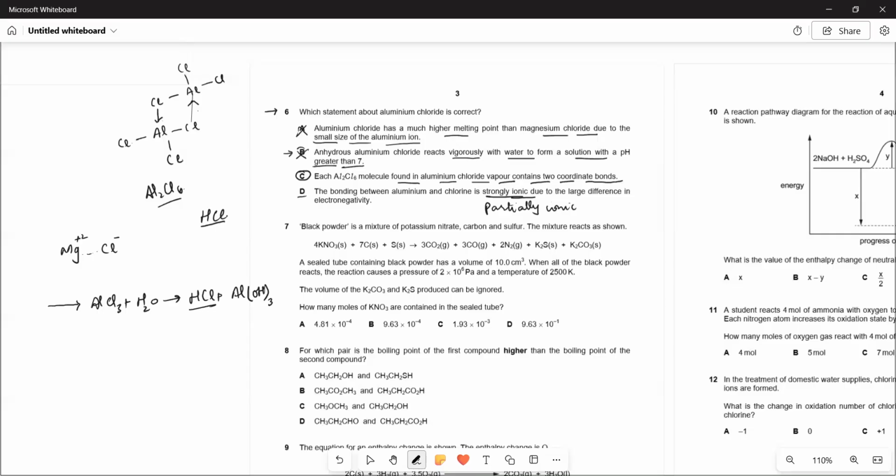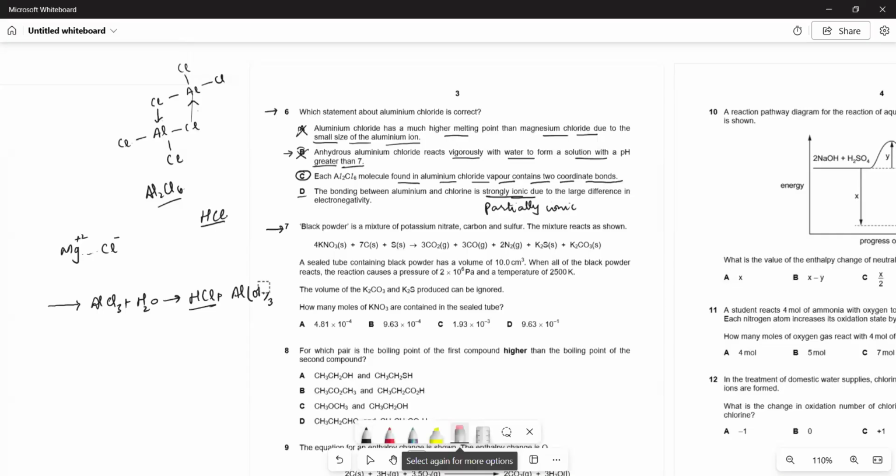Okay, now next question number 7, that is again with the calculation part. Now in this, you can see what they have given and what they are asking about it. Let's do. They are saying potassium nitrate reacts with carbon and sulfur solid and gives us carbon dioxide gas, carbon monoxide gas, and nitrogen gas, right? And the other products, these are solids.